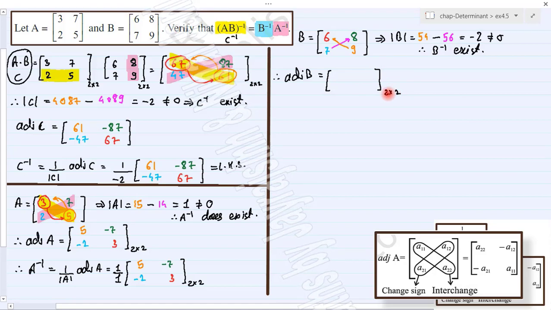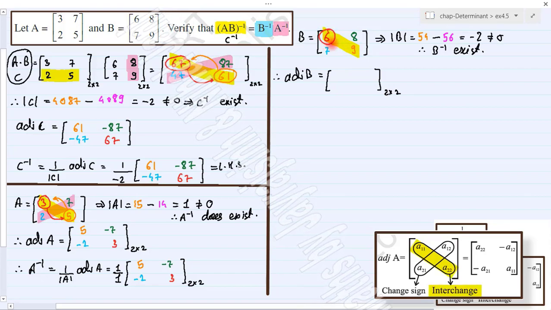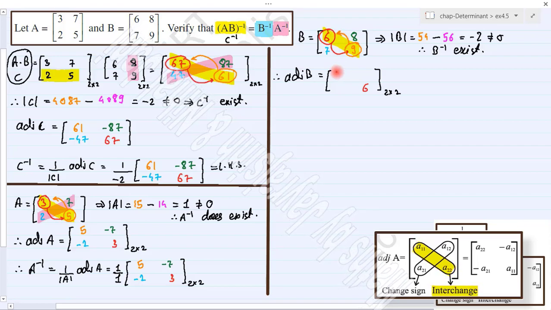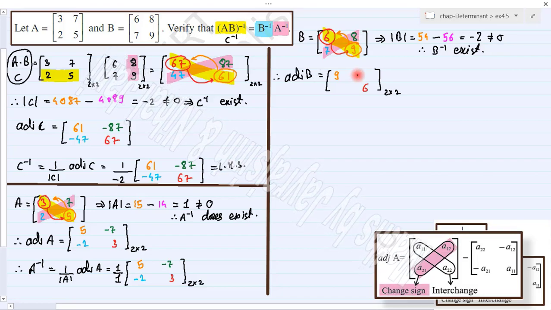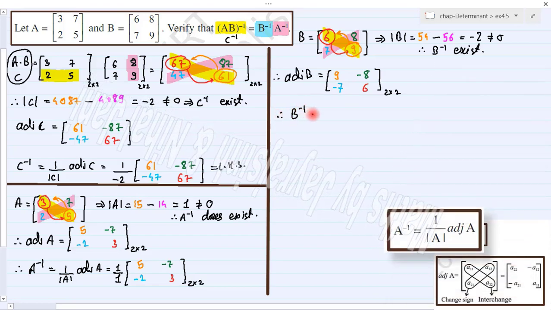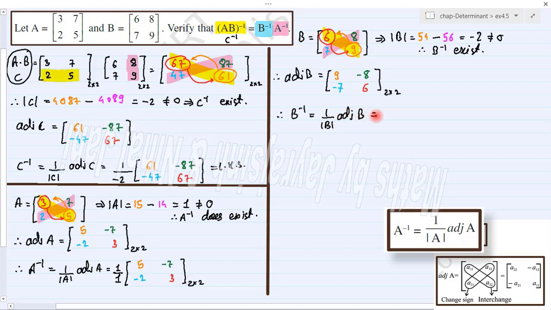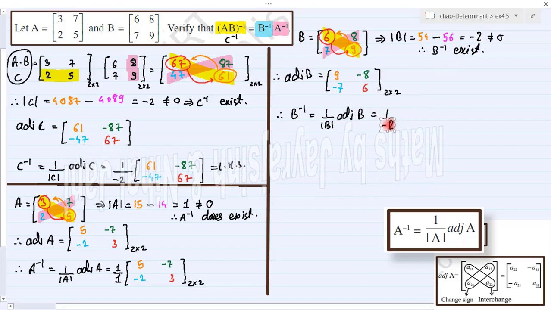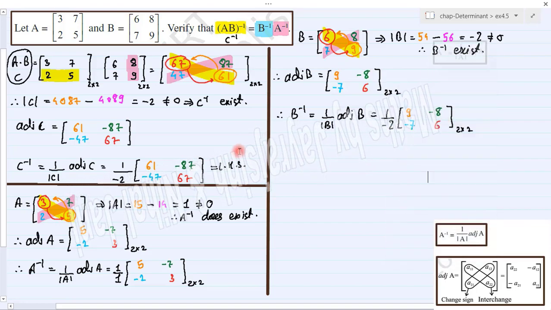So to get adjoint, we just have to interchange principal diagonal elements. That means 6 will move to A22 and this 9 will move to A11, and we have to change the sign of the rest of the elements. So here we'll get minus 8 and minus 7. So we can say we get our B inverse, which is nothing but 1 upon determinant of B into adjoint of B. So let's get determinant of B and adjoint of B. So we get our B inverse.